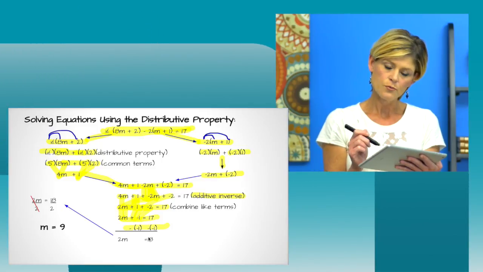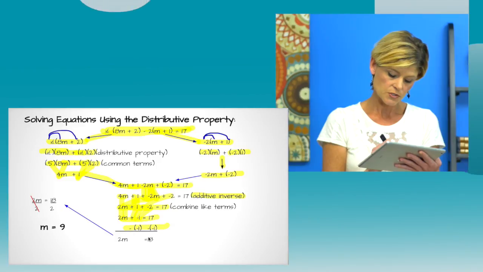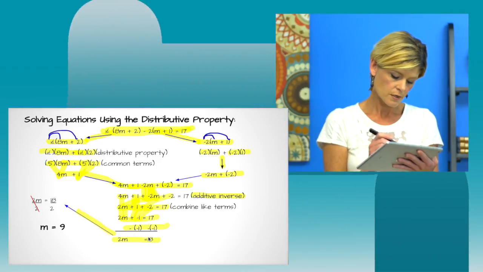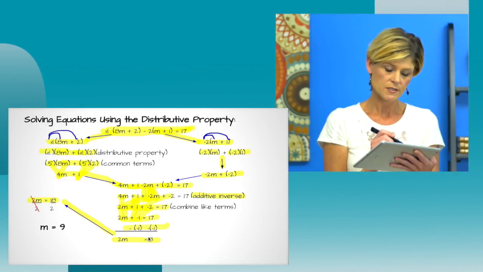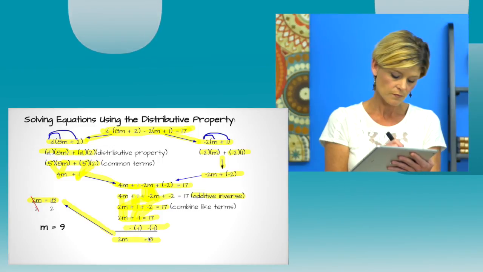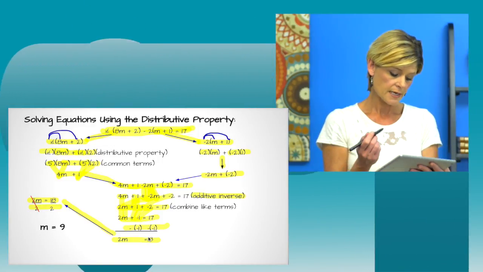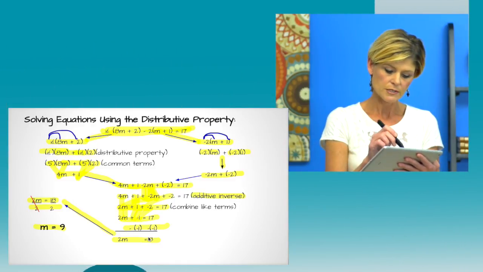I'm going to add a 1 to both sides of the equal sign so I can isolate that variable. Now I've got 2m equals 18. Move my work up here. 2m equals 18. I'm going to divide both sides by 2. That's my inverse operation. My 2's cancel out, so now I have m equals 18 over 2. And I simply have to divide 18 by 2, and I get my answer, m equals 9.